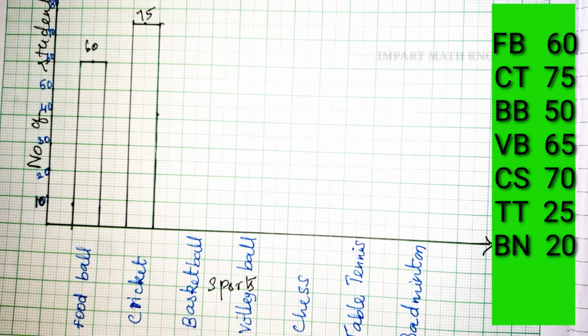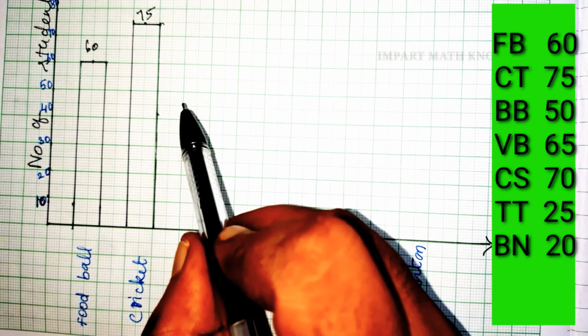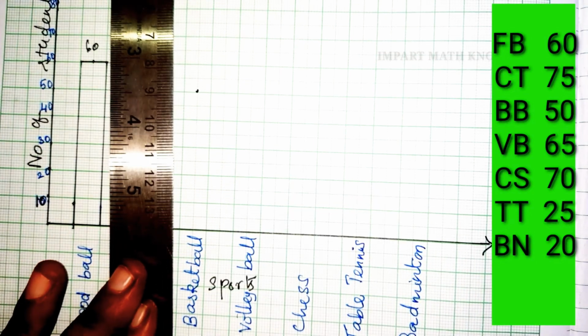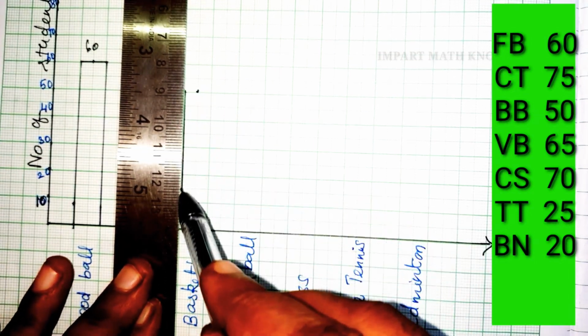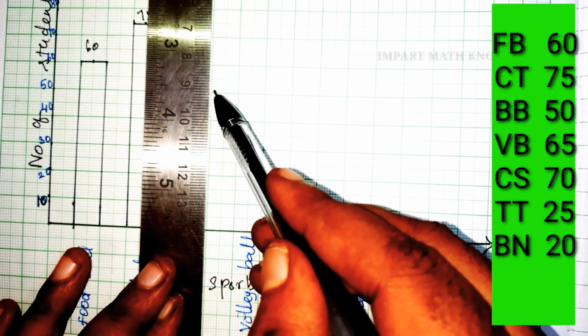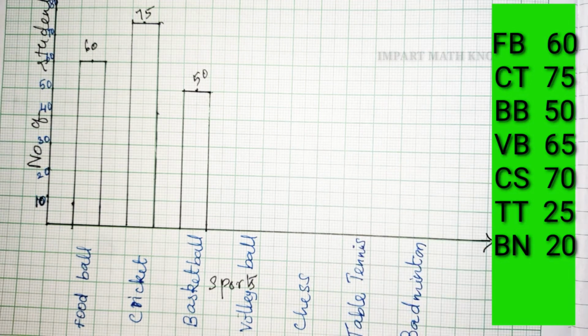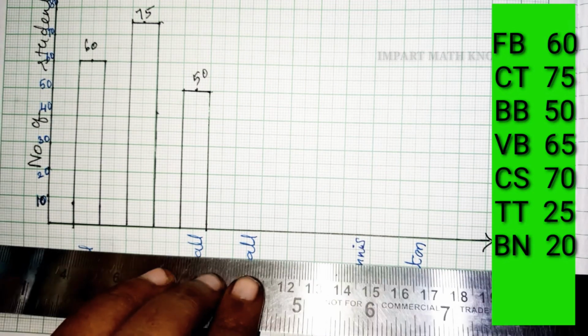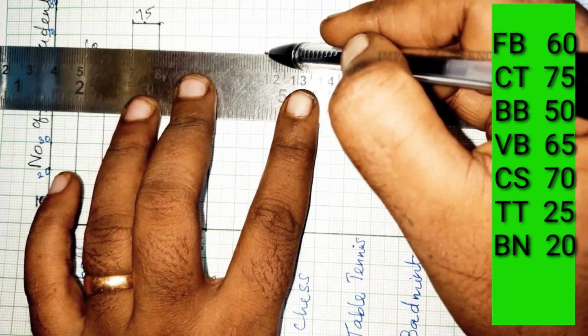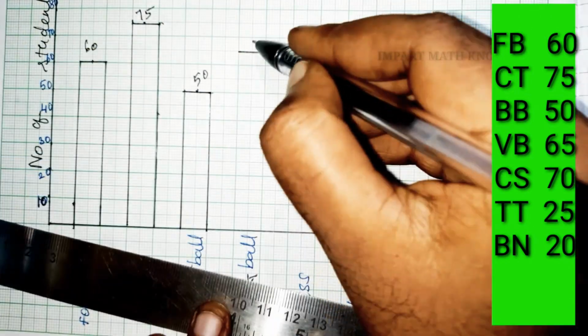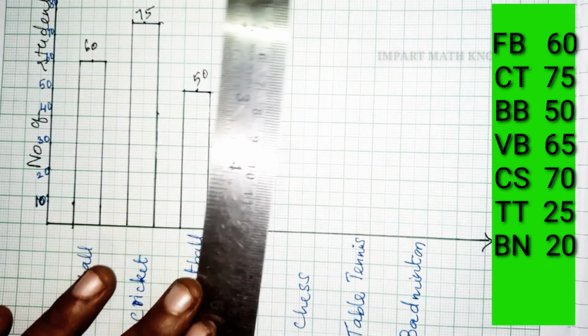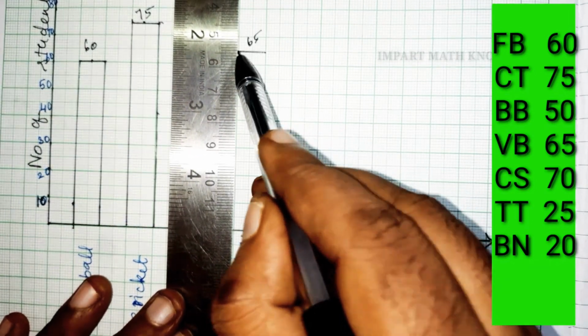50 students are very much interested in playing basketball. 50 is some point here. So you draw a vertical bar. This is 50. Next, 65 students are very much interested in volleyball. 65 is some point here. After 60, you have one dark line. There you mark. This is 65. Draw a rectangular bar for that.